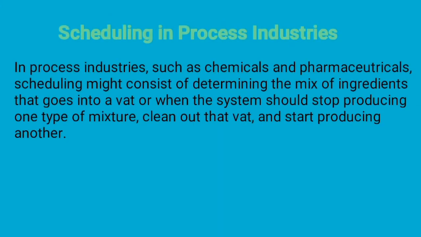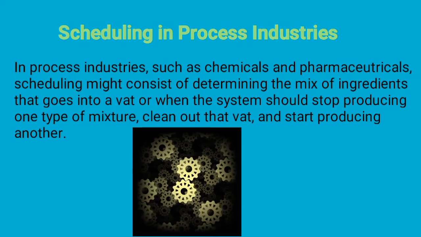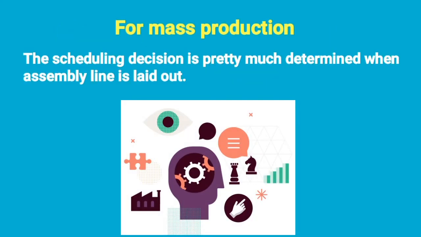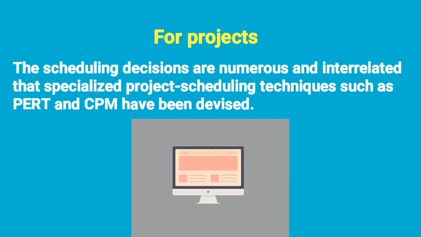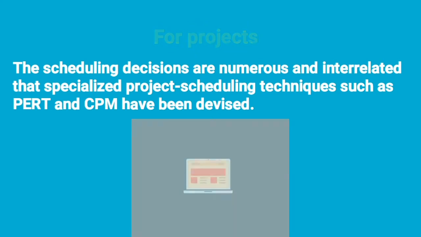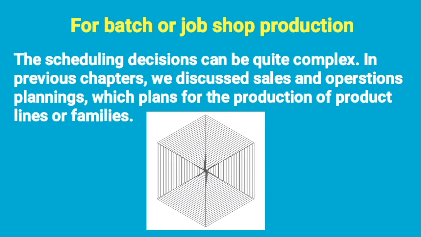Scheduling in process industries. In process industries, such as chemicals and pharmaceuticals, scheduling might consist of determining the mix of ingredients that goes into a vat or when the system should stop producing one type of mixture, clean out the vat and start producing another. For mass production, the scheduling decision is pretty much determined when the assembly line is laid out. For projects, the scheduling decisions are numerous and interrelated, so specialized project scheduling techniques such as PERT and CPM have been devised. For batch or job shop production, the scheduling decisions can be quite complex. In previous chapters, we discussed sales and operations planning, which plans for the production of product lines or families.